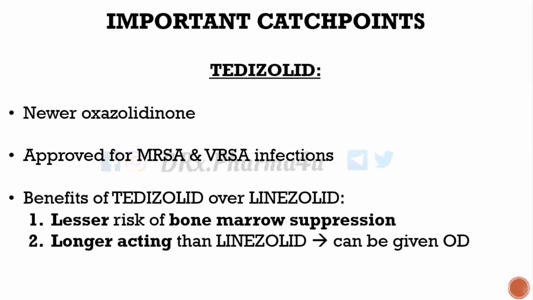But there are two benefits of tedizolid over linezolid. First, it has a very low risk of bone marrow suppression in comparison to linezolid. And it is longer acting than linezolid. So linezolid is usually given BD, but since this medicine is longer acting, it can be given OD also.